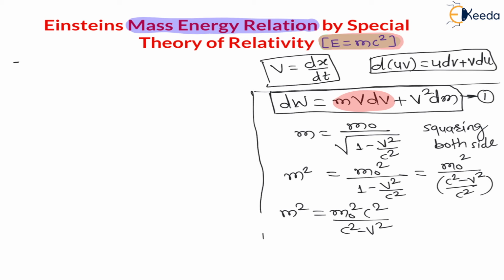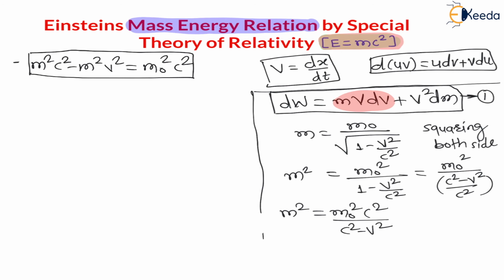Therefore what I will get, m square c square minus m square v square is equal to m naught square c square, right? But my dear students, let us say this is our second equation, but my target is to find mv dv, and in this derivation mv dv there is a dv. So to get dv I have to differentiate this equation.